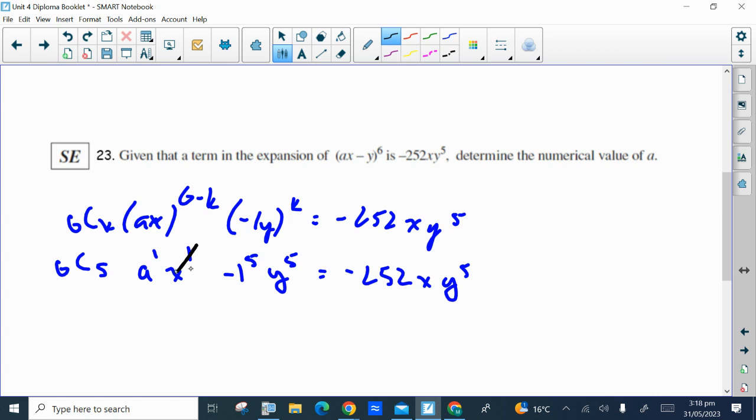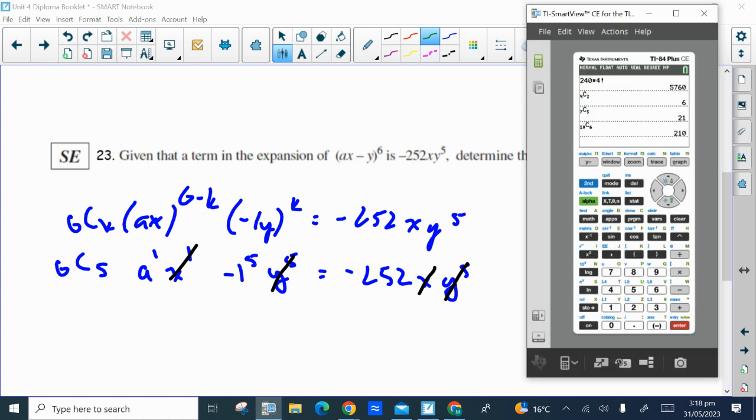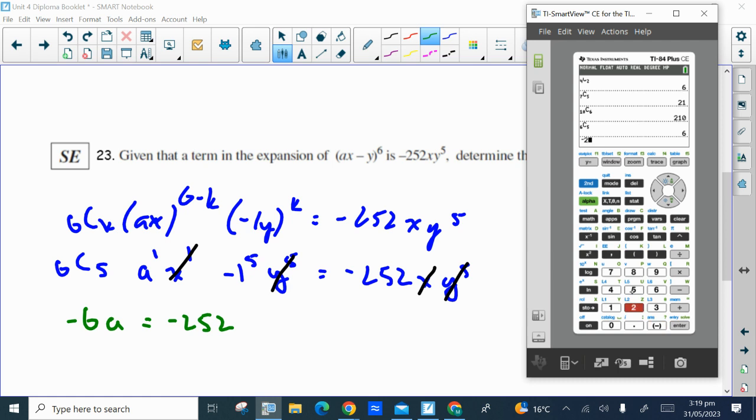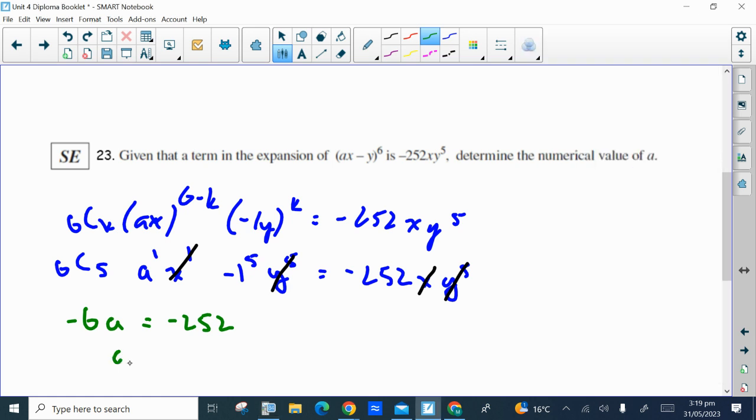We can divide both sides by x and y to the 5th, and they're gone. 6C5, I think, is 6. Yeah. So you're going to have 6a times negative 1, which will be negative 6a, equals negative 252. So divide both sides by negative 6, and you'll have your a value. Negative 252 divided by negative 6, a equals 42.